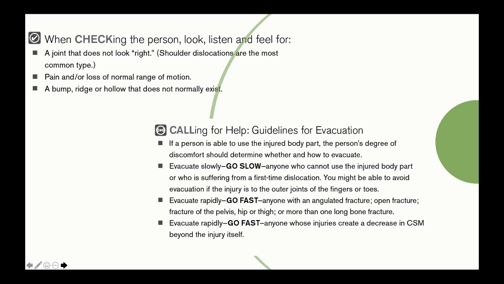More than one long bone means more than one bone. Long bones are any bone that is longer than it is wide, okay? So that's every finger digit, forearm, upper arm, anything on your legs, okay? More than one break, rapid evac. It's also a rapid evac if there's any sort of decrease in CSMs. Okay, so again, those CSMs, right, being able to check for pulse on the most distal part of the body.